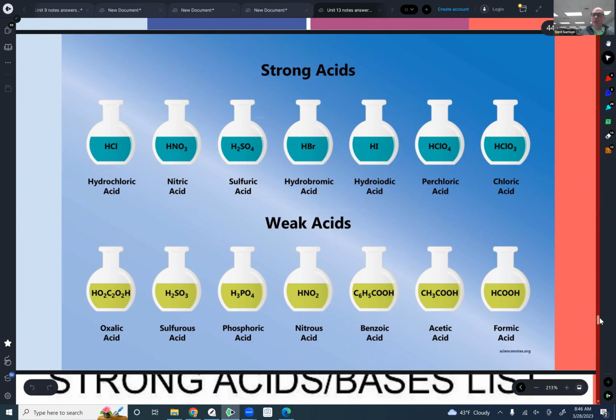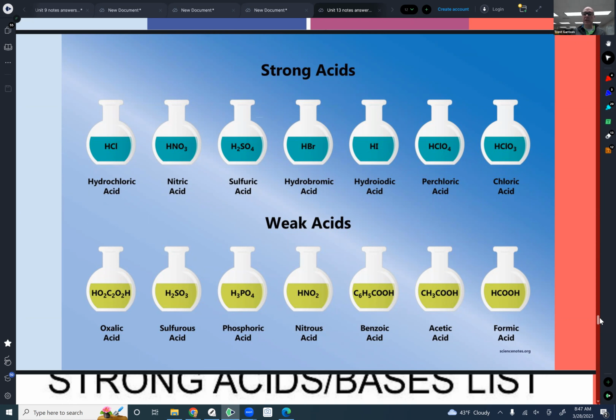This puts out 7 of them. These are the only 7 acids that are strong. There are dozens, if not hundreds, of weak acids available. So you're not going to ever have to memorize what is a weak acid. You are going to need to know what the strong acids are.